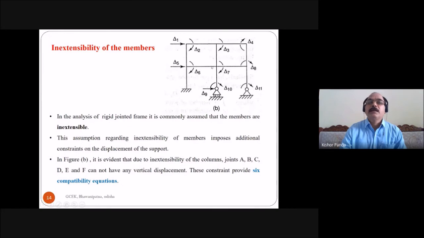Similarly here, D, E, F. The displacement that takes place at joint D is the same displacement at joint E and joint F. So you have to consider one displacement, because at each joint it is the same displacement. The displacement you have to consider is delta phi.